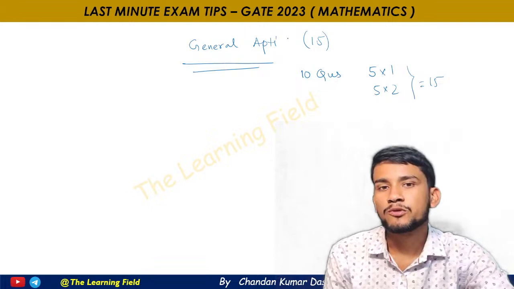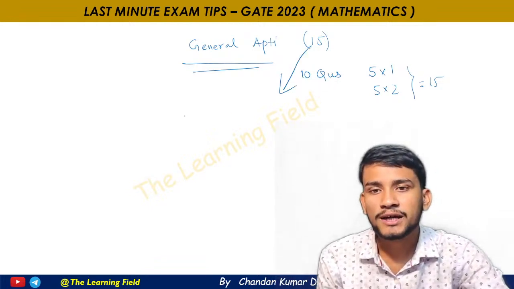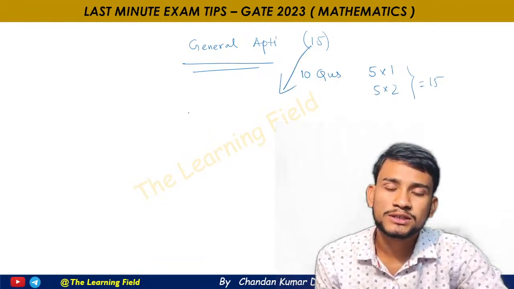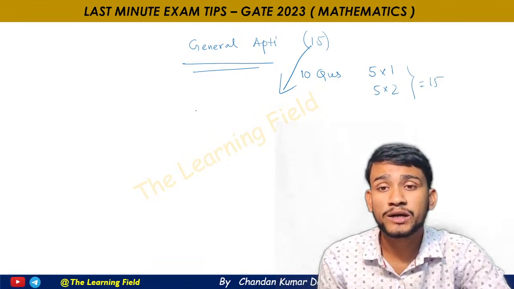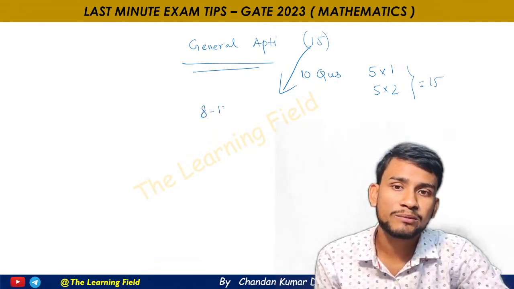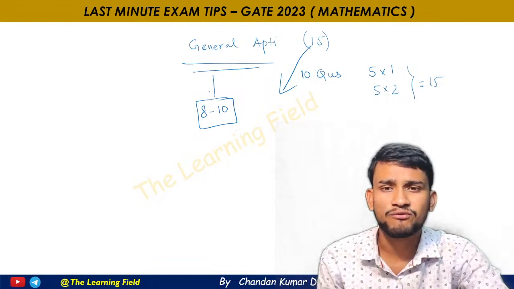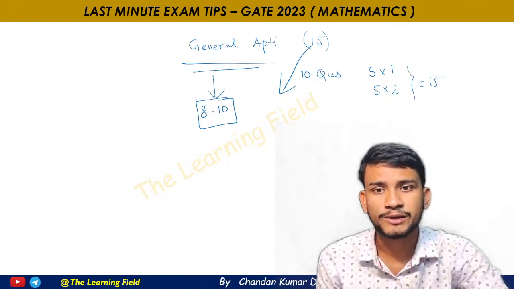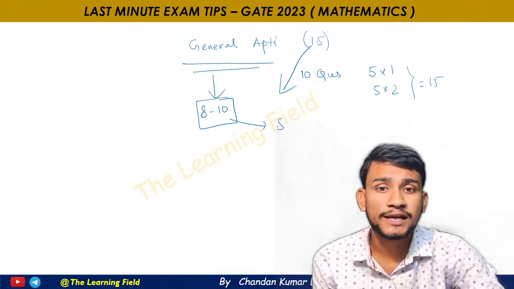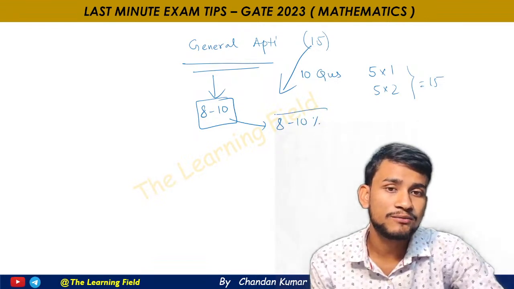From these 15 marks, if we can gain 8 to 10 marks from the aptitude section, then this is very good marks for the GATE. Okay, 8 to 10 marks means 8 to 10%. So this is very good marks.